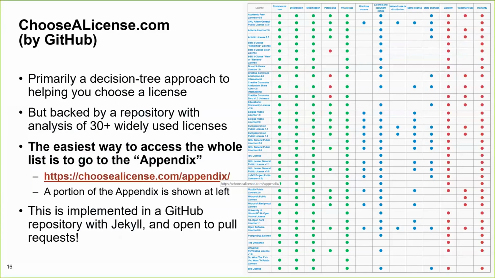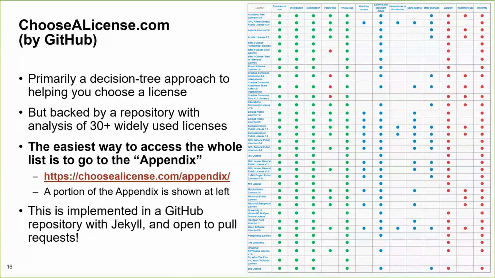I don't expect you to actually read this chart, but this is interesting. GitHub has a bunch of interesting things, open source guides and things like that. One of the things that they've put together is called chooselicense.com. Sorry about the phone in the background. This is essentially a decision tree to help you decide how to license your code. But it's backed by a repository with an analysis of more than 30 widely used licenses.